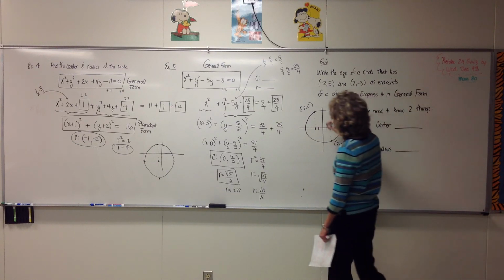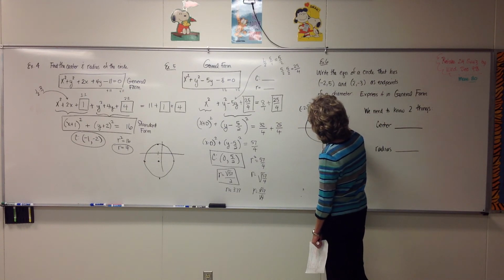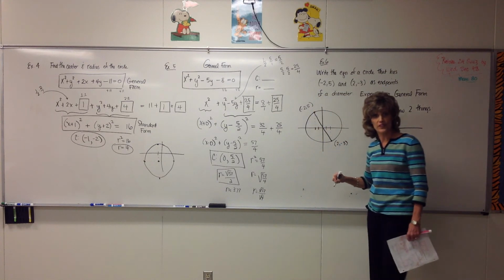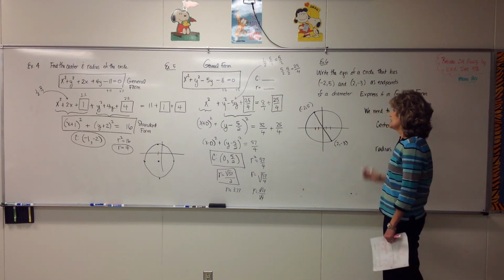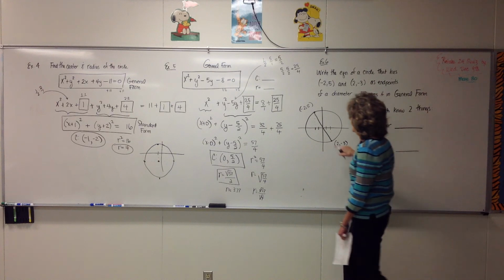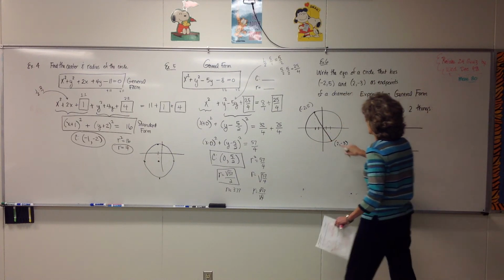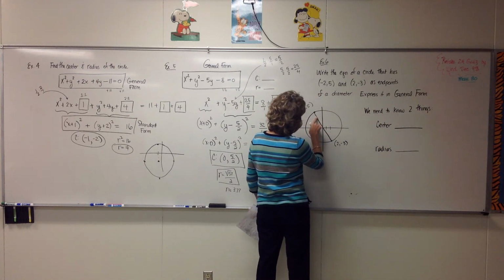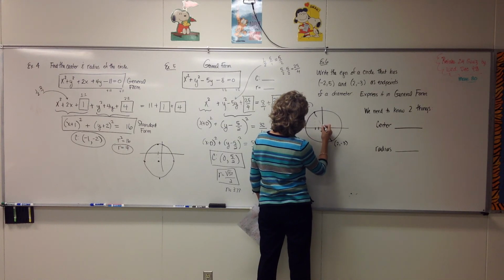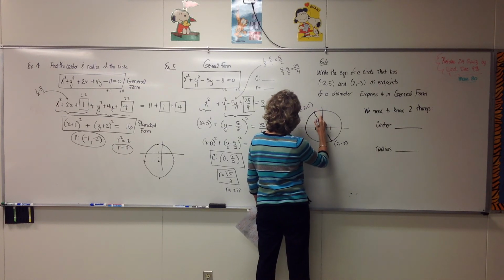Remember, a diameter passes right through the center of the circle and has its endpoints on the circle. And it looks like it goes through 0, 0, but don't assume, because I don't think I had it graphed exactly accurately.